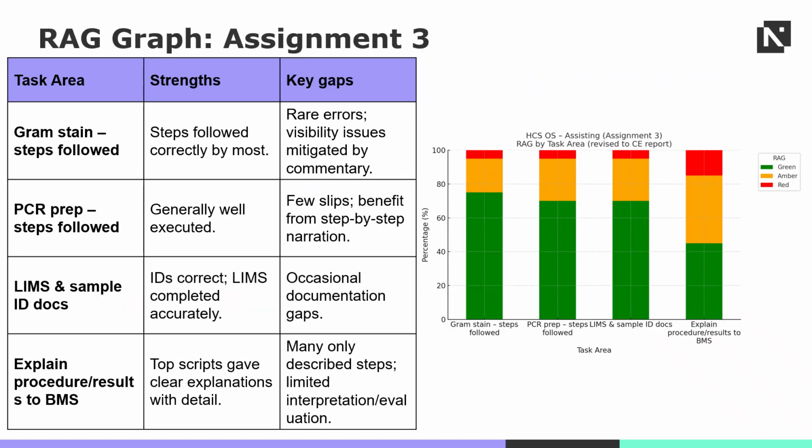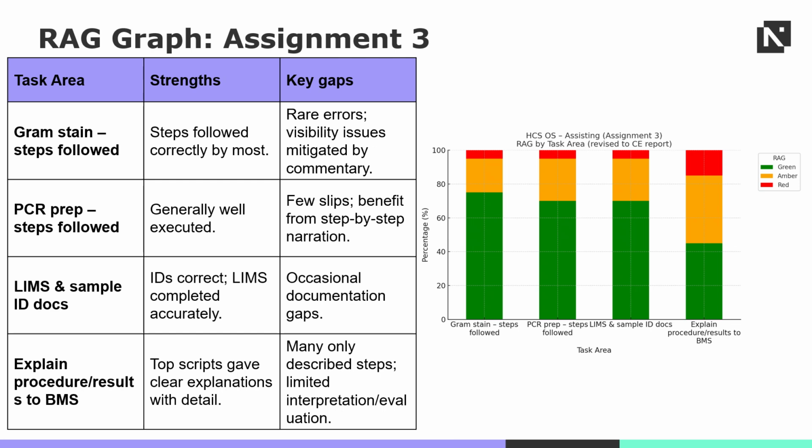So assignment 3 was very strong technically. The greens are highest for the hands-on tasks and documentations. The mark spread is driven by the explain to BMS element. So for Gram stain and PCR steps, the majority executed steps correctly and safely. Minor slips were rare and were mitigated when learners narrated what they were doing. LIMS and sample ID documentation was largely accurate: correct identifiers, forms completed, and records updated.